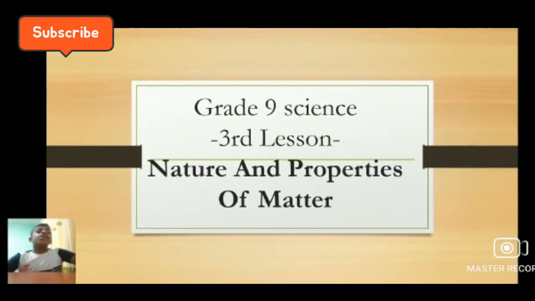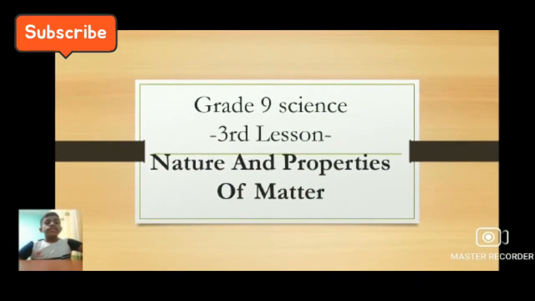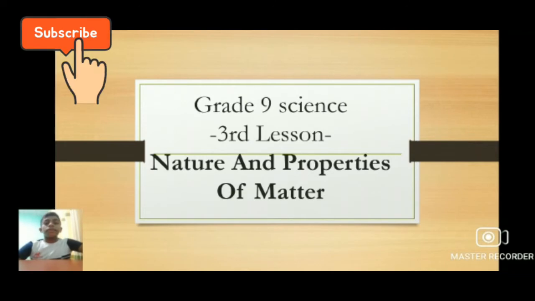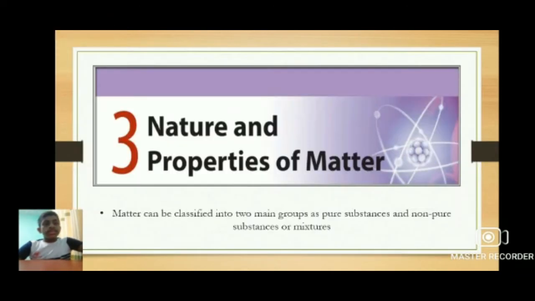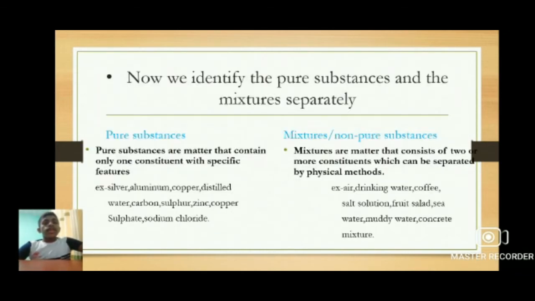Hello friends, today I am going to explain to you the Grade 9 Science third lesson, Nature and Properties of Matter. In this lesson, matter can be classified into two groups as pure substances and non-pure substances or mixtures. Now we identify the pure substances and the mixtures separately.